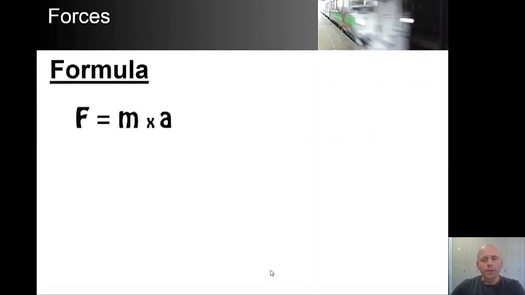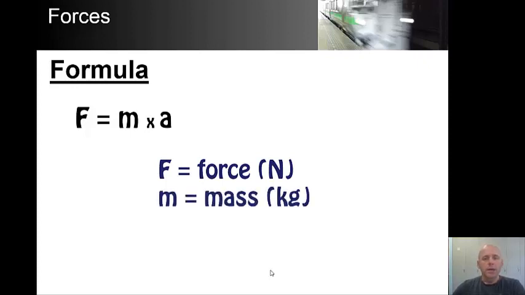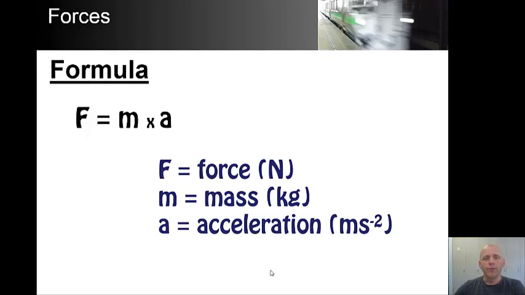The formula for force is F equals m times a, where F equals force, makes sense, and the unit for force, of course, is the newton. Mass is symbolized by the letter m, and the unit for mass is kilograms, and the a in the formula stands for acceleration and is measured in meters per second squared.